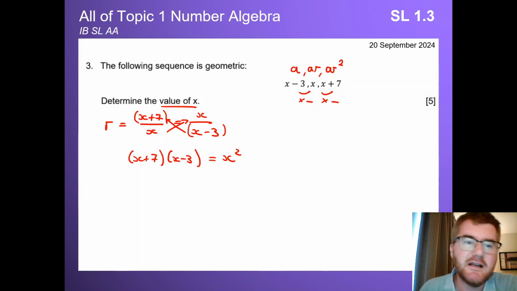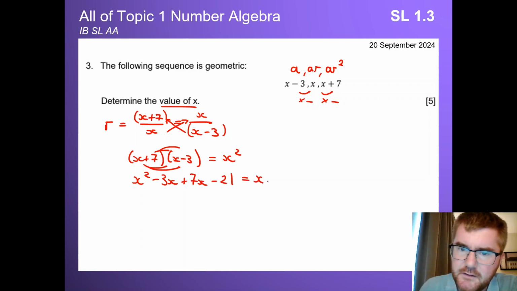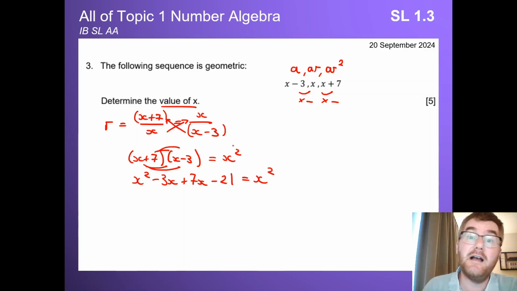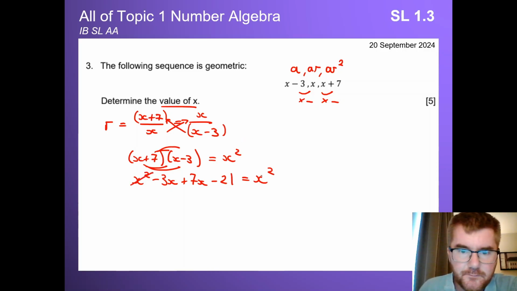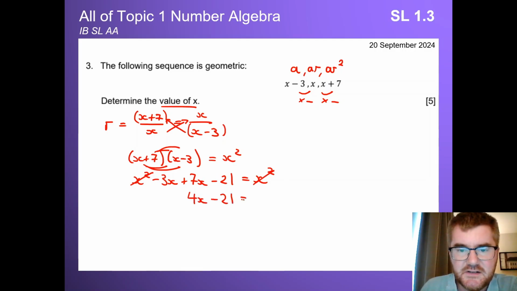So we just expand the bracket here. So we have x times x is x squared. Again, this is our normal FOIL procedure. x times minus 3 is minus 3x. 7 times x is plus 7x. And then plus 7 times minus 3 is minus 21. And the great thing is here, the x squareds we have on both sides, so we can cancel, which is fantastic. Then we have minus 3x plus 7x, that's 4x, minus 21 is equal to 0.